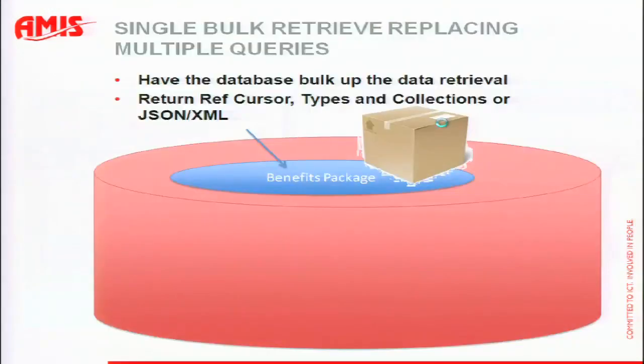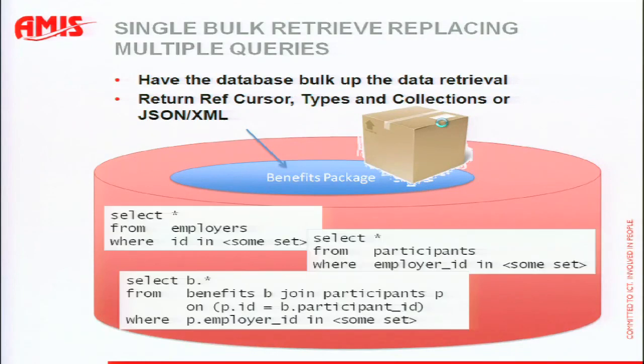So what can you do? Well, try to bulk it up. Try to tell the database, give me all these employers, give me all the participants for all these employers, give me the jobs and benefits for all these participants for all these employers. That's three queries. And then try to fit it all into your car. And perhaps your car isn't big enough and you have to do several round trips to the store. But even then, the total number of queries will be far smaller than currently is the case.